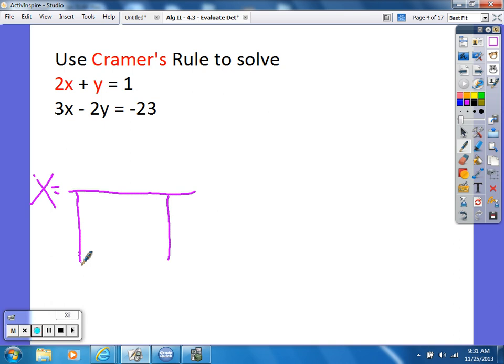So on the bottom of this fraction, I'm actually going to write the coefficient matrix. Those are the numbers in front of the x's and the y. So this first column will be the x's, the second column will be the y. So my first column will be a 2 and a 3, and the second column will be a 1 and a negative 2. Does that make sense to everybody? Okay, so that's my coefficient matrix. Go ahead and write yourself a note on how you filled that in, where those numbers came from.